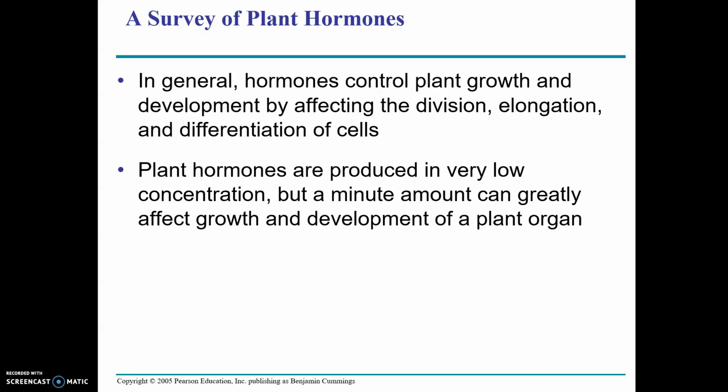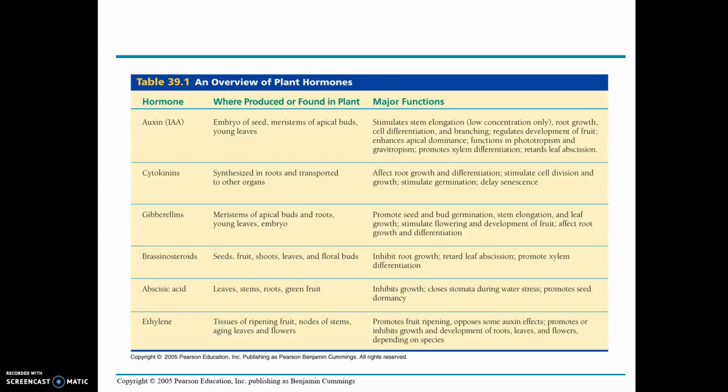What was interesting from my college lectures is it was really, really hard to find these plant hormones, because just a small amount in the plant can have a grand effect on the whole plant itself. So these hormones are produced in very, very low concentrations. And so here's a list of the hormones that are in plants. These are the major ones.